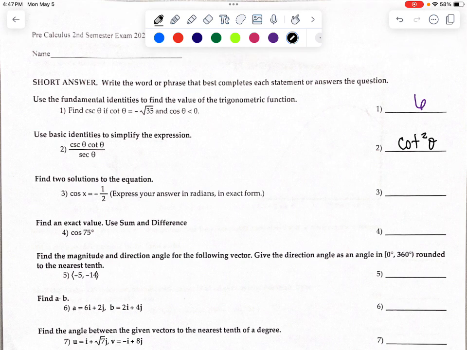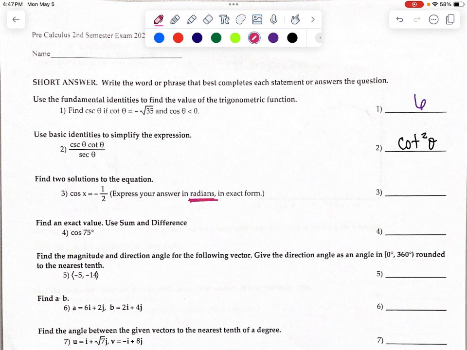We're finding the 2 solutions to the equation. I did tell you that you could use a circle if you have it. So if you have it, you can use it. If not, here we go. Now you can also use your calculator. If you're using your calculator, be sure that your calculator is in radians. That's very important.